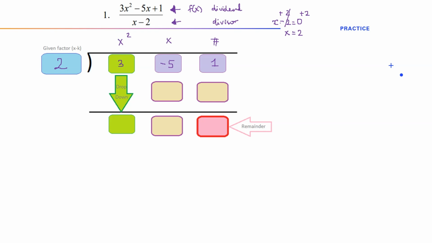Now we drop down 3. Now 3 times 2, that is 6, right? This one is 6. Now we add the top and the bottom, so negative 5 plus 6, that's 1. 1 times 2 is 2, plus 1 is 3. So we know that the remainder is 3, which means x minus 2 is not a factor, and 2 is not a 0.